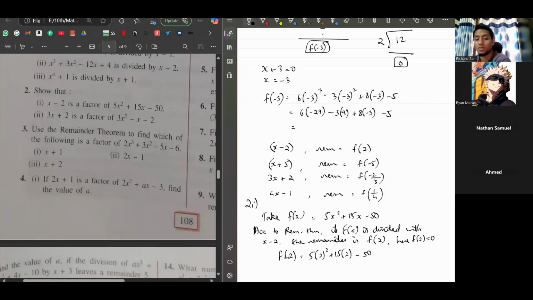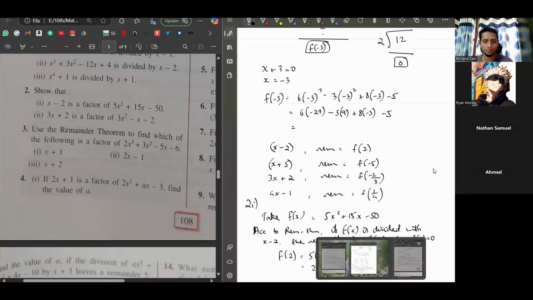What if you didn't get 0? What if f of 2 became something else, like 5 or something? What does it mean? It means that's the remainder. F of 2 is 5, and that means x minus 2 is not a factor. If it is a factor, the remainder has to be 0. If something is a factor, the remainder has to be 0. So here you are getting 5 into 4, that's 20 plus 30 minus 50, so that is coming to 0.